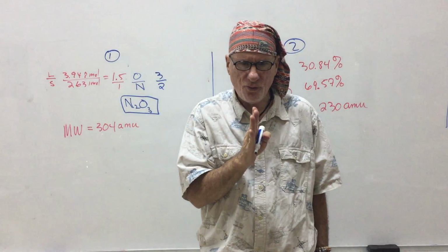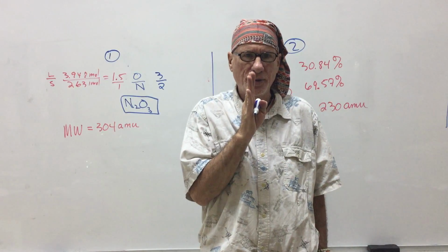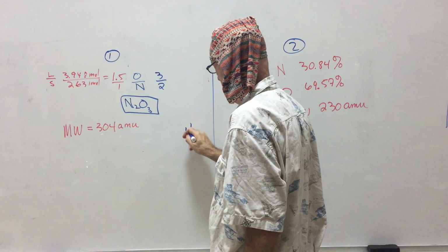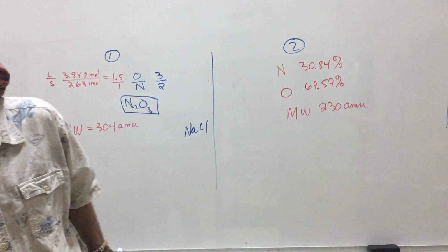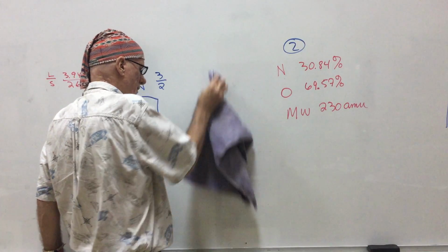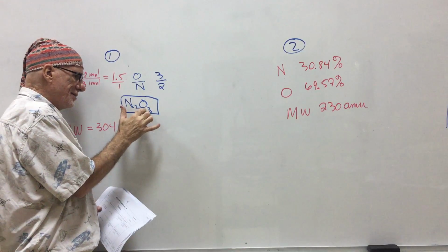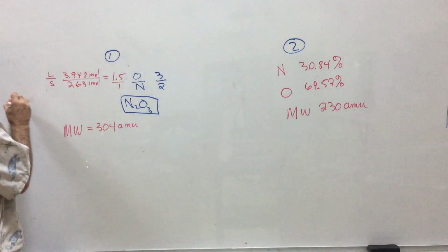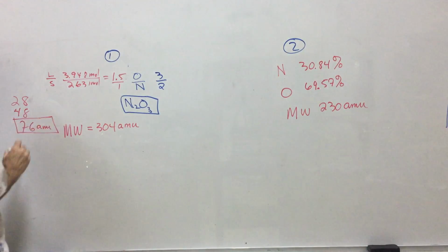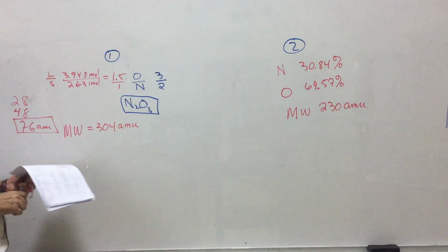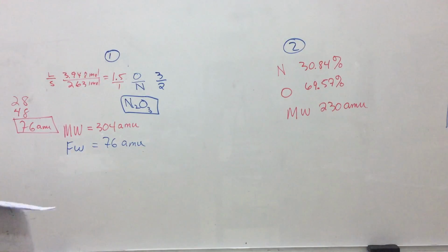Now, some of you were a little bit confused. Empirical formula is the lowest ratio that two atoms will combine in a chemical formula. It's called the empirical formula. NaCl, 1 to 1. That's an empirical formula. It's the lowest ratio. Okay? Now, I know that this is 14 times 2 is 28, plus 3 times 16 is 48, which would be 76 AMUs, right? So that is going to be the formula weight. That's going to be 76 AMUs.